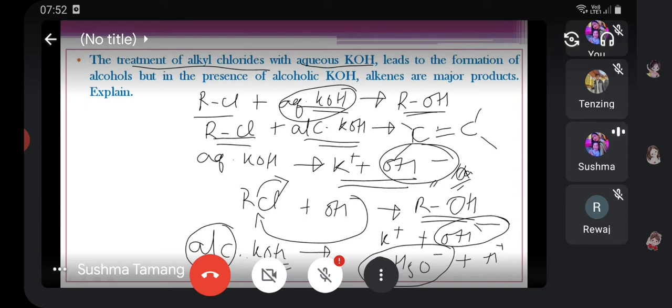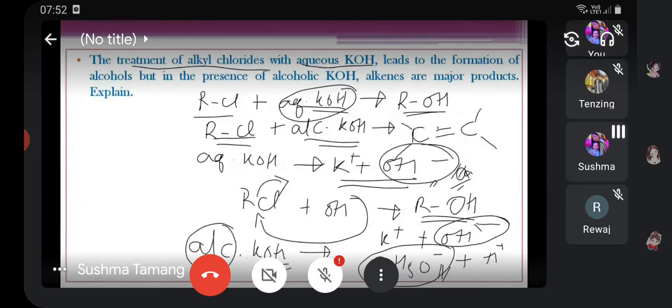Now this ethoxide ion is better, more basic than OH minus ion. So in aqueous medium only OH minus ion is present. In alcoholic medium there are two species, one is OH minus and another one is ethoxide. Now this ethoxide is a strong base, stronger than OH minus.